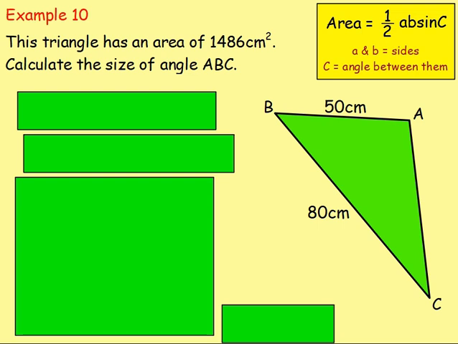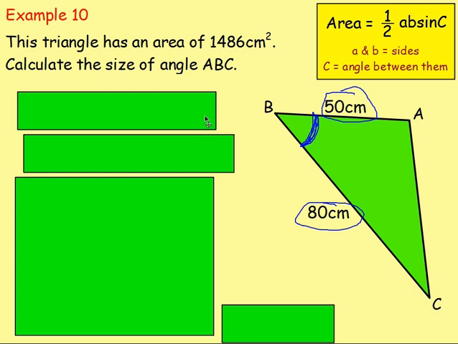This triangle has an area of 1,486 squared centimetres. Calculate the size of angle ABC. So, going from A to B to C is going to be this angle here. So once again, what we're thinking is, it's really two sides and the angle between them. So if it's two sides and the angle between them, we're thinking a half AB sine C.